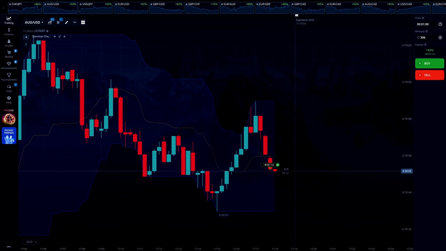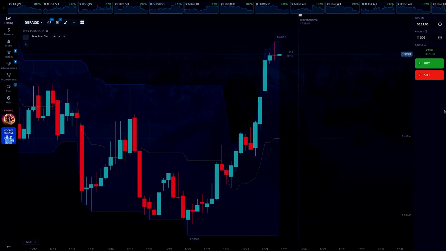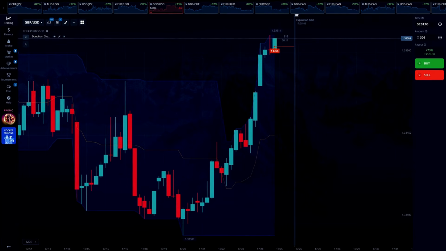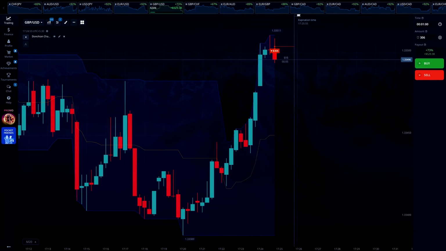Now let's move to the chart and look at some live examples of this strategy in action. At this point on the chart, price moved strongly upward and reached the upper Donchian band, which acts as a dynamic resistance zone. Whenever price touches this area, we expect the market to either break through or reject the level.